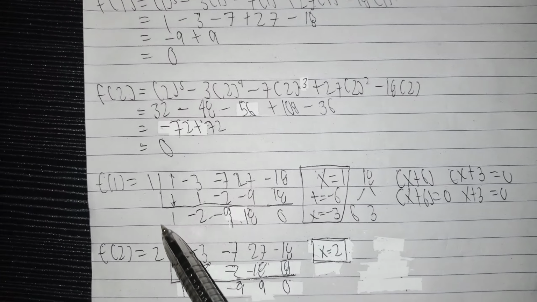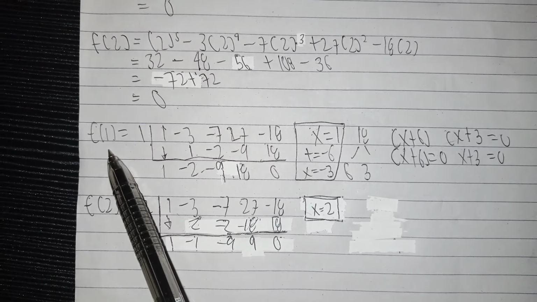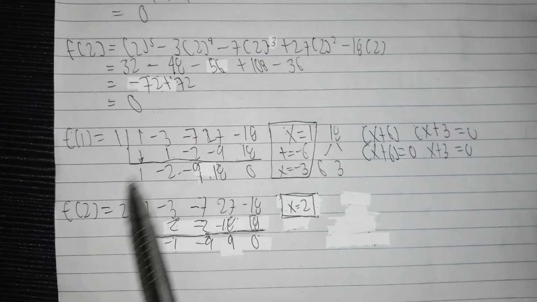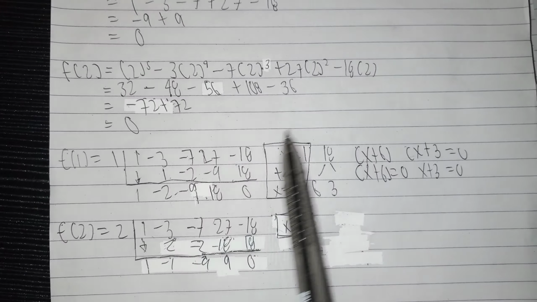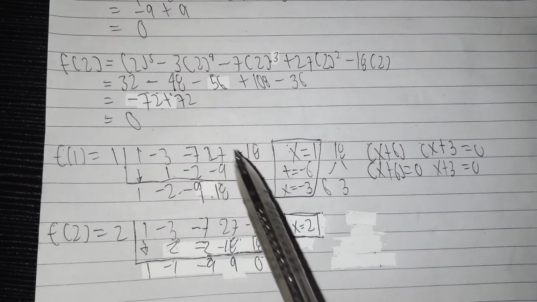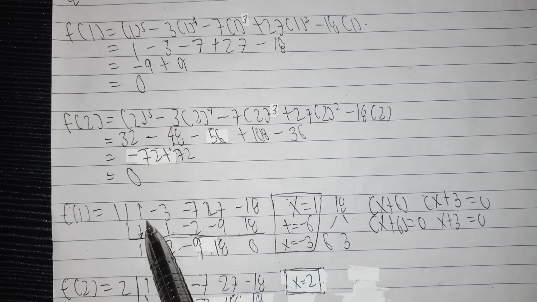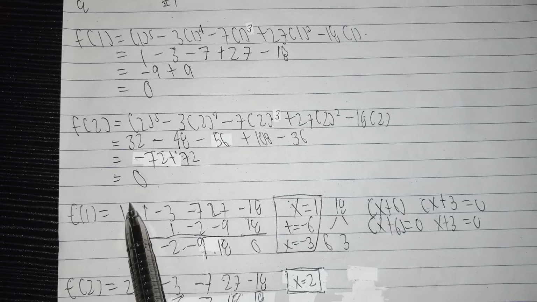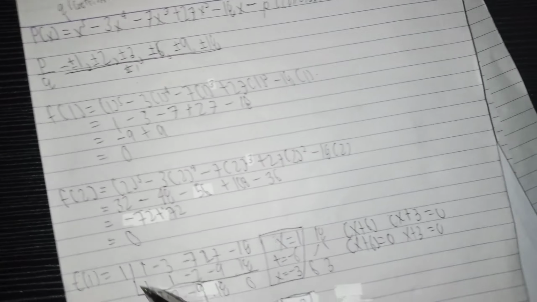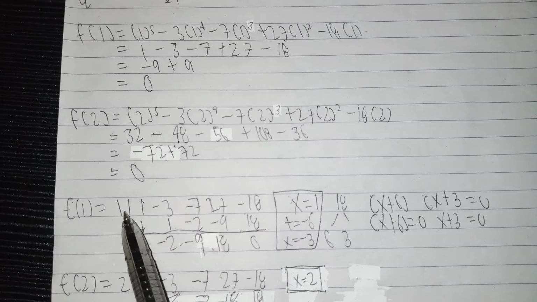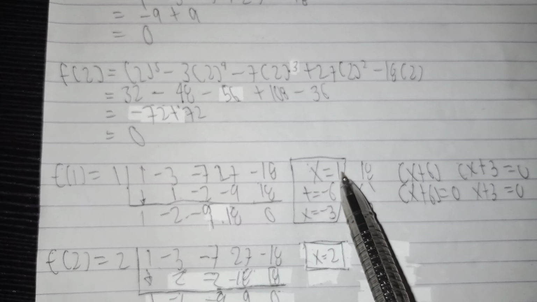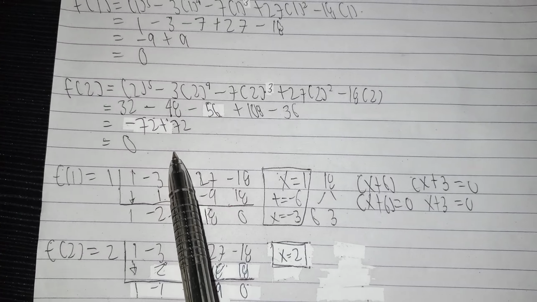So the last step is synthetic division for us to find the other zeros. So f of 1 is equal to, we're going to solve for f of 1.